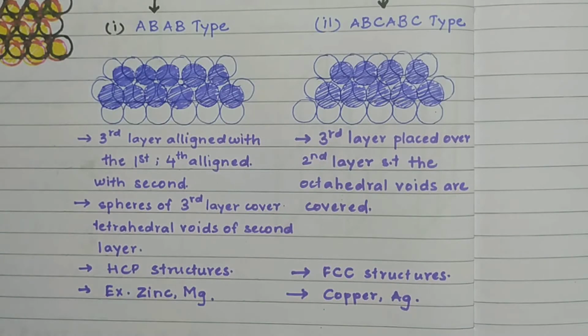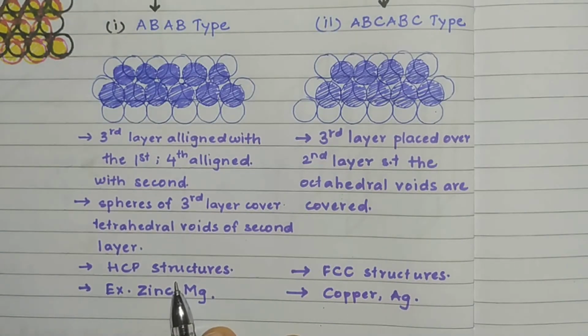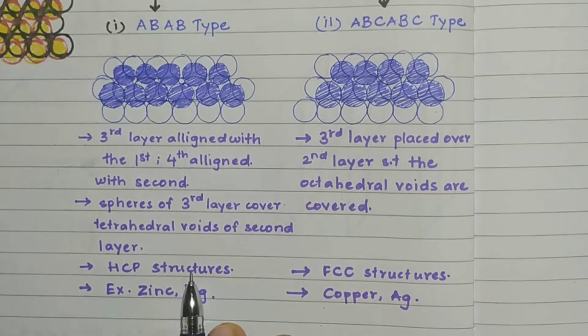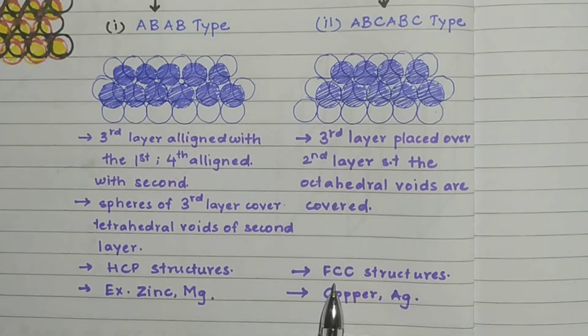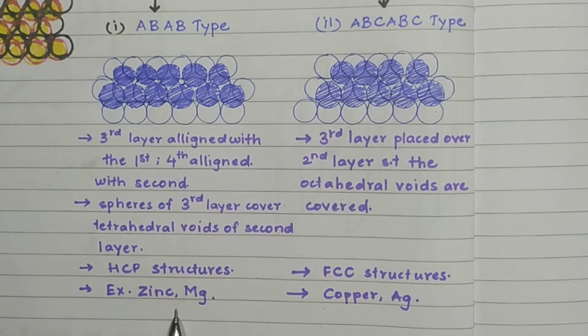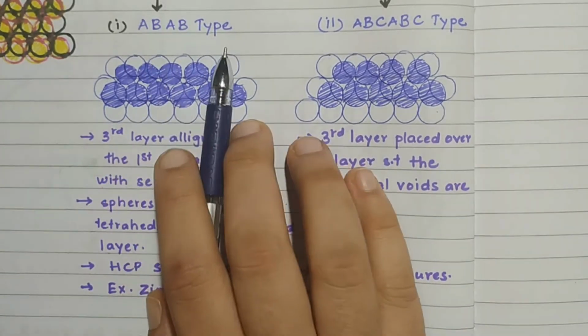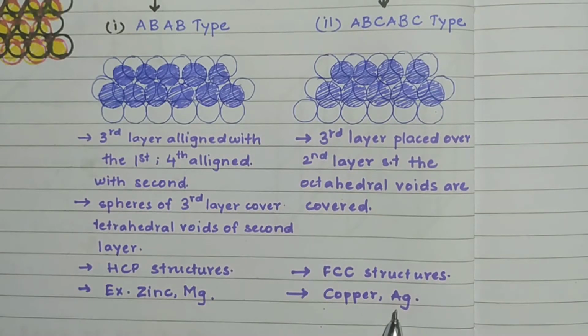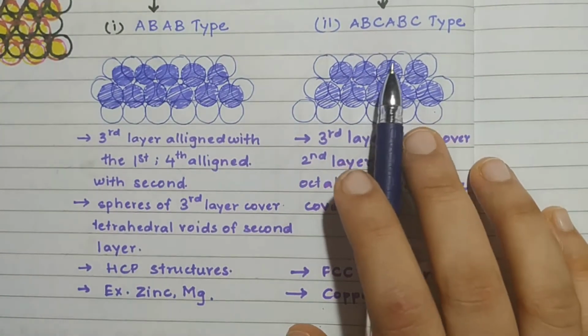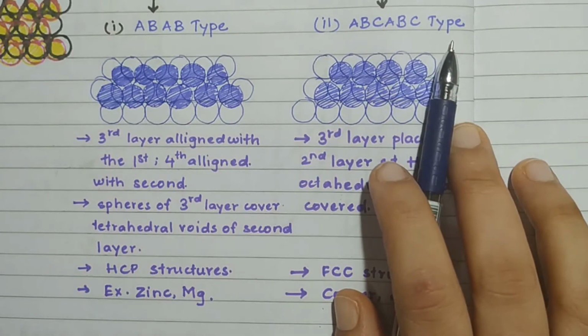Yes? Okay. So this AB type of packing forms hexagonally close packed structures. You know what HCP packing is, right? And ABC type will form the face-centered cubic cell structures. Okay, examples are zinc and magnesium. They form HCP structures, they form AB type, and copper and silver form ABC type of packing. Okay.